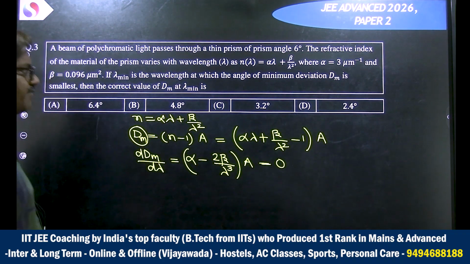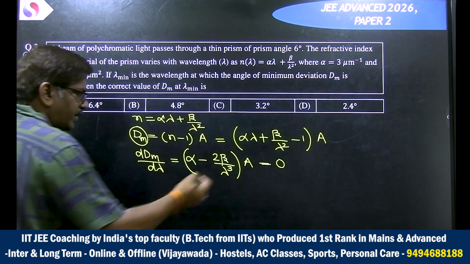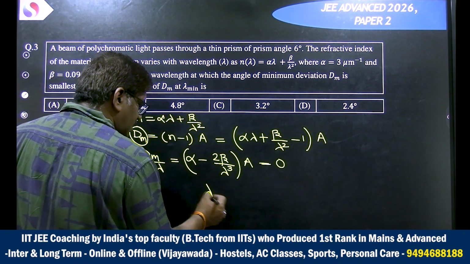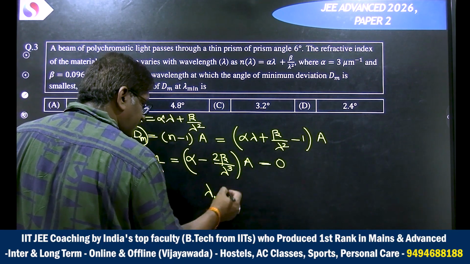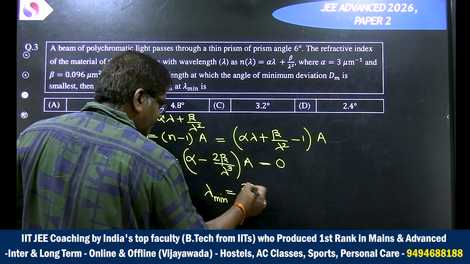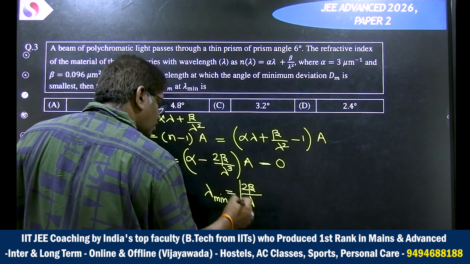that I have to make 0. In this way, we are getting this lambda, which they are calling lambda minimum, as (2 beta by alpha) whole cube root.